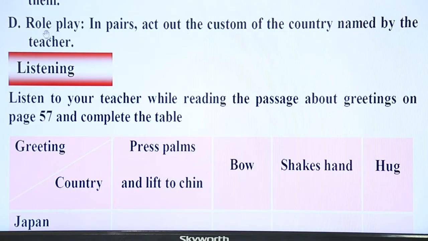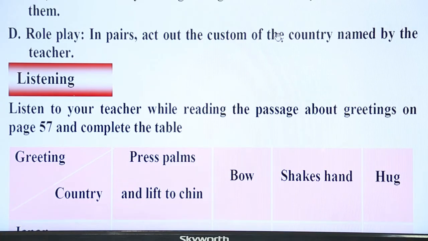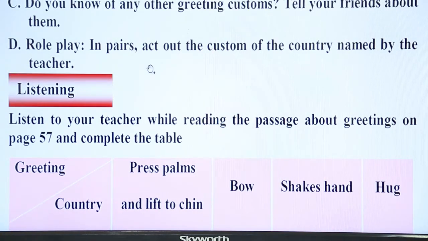Role play. عالمیم نوبت چی رسیده؟ رول پلی هست. ما نقش بازی میکنیم. In pairs, act out the custom of the country named by the teacher. ما یک کاستم میگم شما اکتش بکنین. You ready? Yeah.